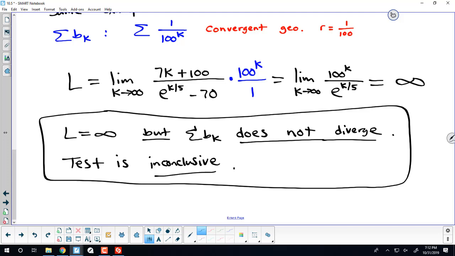Does that make sense? You don't have any questions on either of those? Would you recommend choosing a base that's small? I would recommend, for these comparison tests, just to choose something that's really comparable. So I would have just started off with 7 to the k over e to the k over 5 like we did initially. A little more work on the front end, but I think it's a little bit more clear once you reach the conclusion.